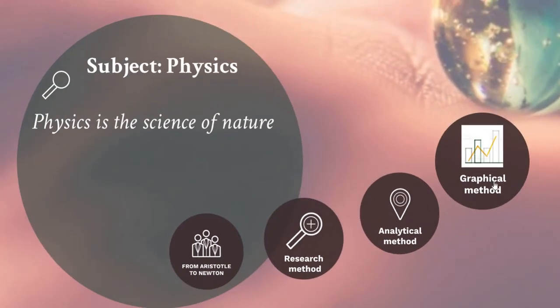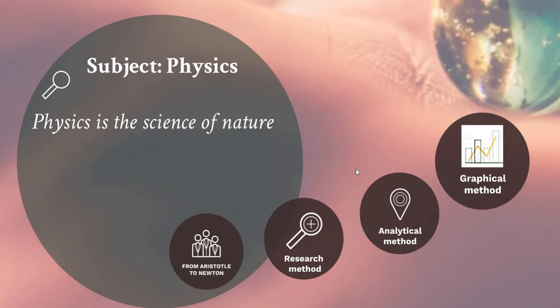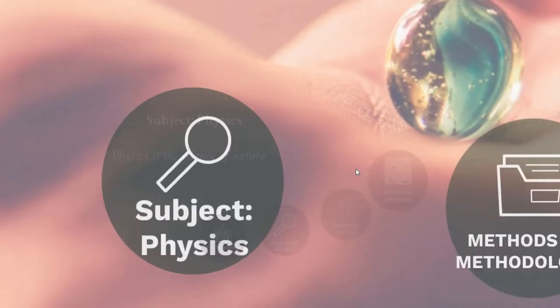Now, finally, we will talk about graphical methods. As we know, graphs are more descriptive than tables, and here it is illustrated. For example, here we can see the main differences over years from 2011 to 2016. There were some differences between North America, Asia, Europe, and South America, and those differences are clearly shown on this graph. So that was a graphical method that is very useful for the subject of physics.